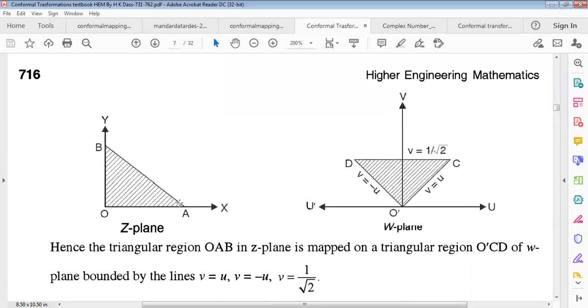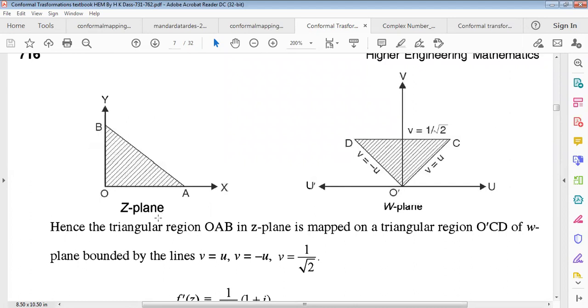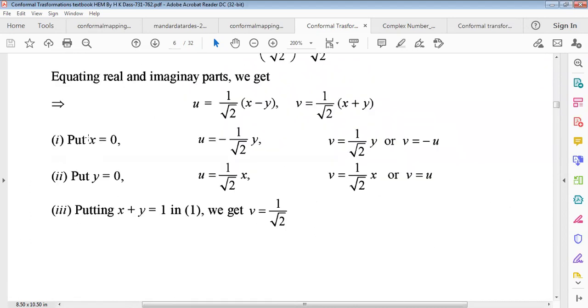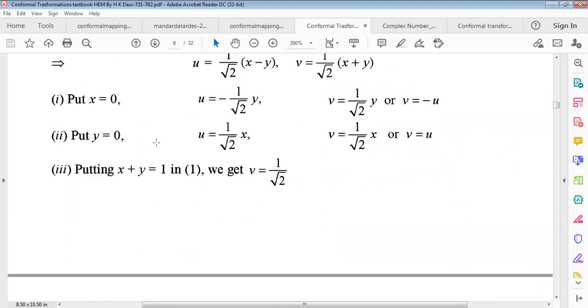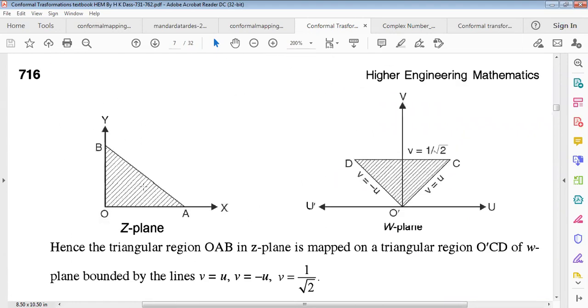Now in the z plane, x equals 0, y equals 0, and x plus y equals 1. These are the three curves in the z plane. This is the y equals 0 curve, the equation of the x-axis, and x equals 0 will be the equation of the y-axis, and the x plus y curve will be this. A point will be 1 comma 0 and B will be 0 comma 1.